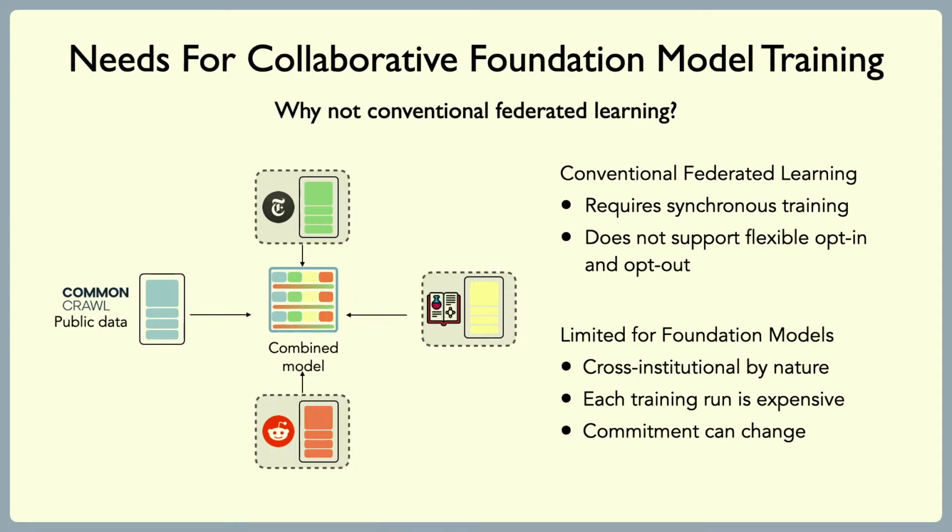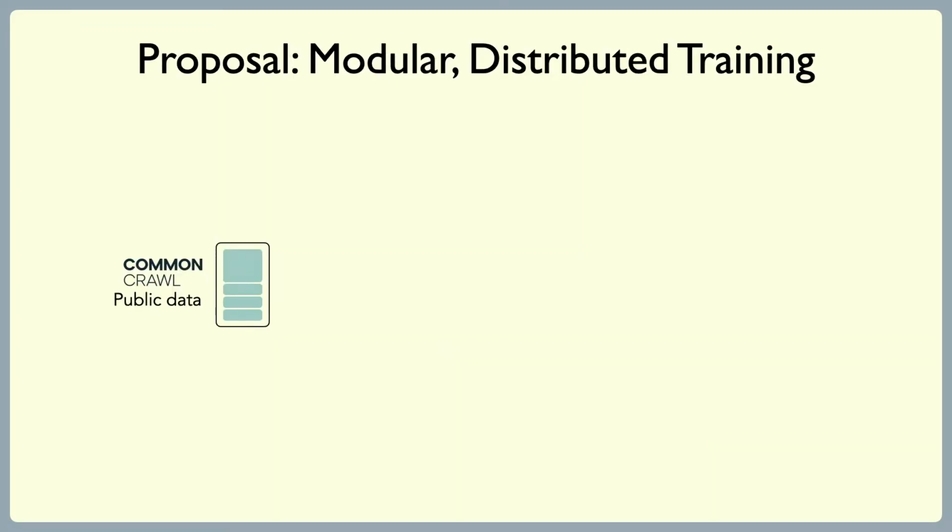For instance, it's possible that a data owner wants to join later on or wants to opt out later on. And in order to do that, with federated learning, you'll have to retrain the model. But because each training run is so expensive, this is not likely to be very efficient. So because of that, I propose that we need a new form of collaborative learning. And in particular, my research does it by using a modular architecture that can support distributed training.